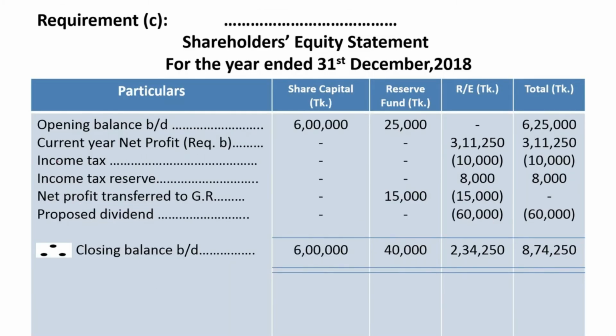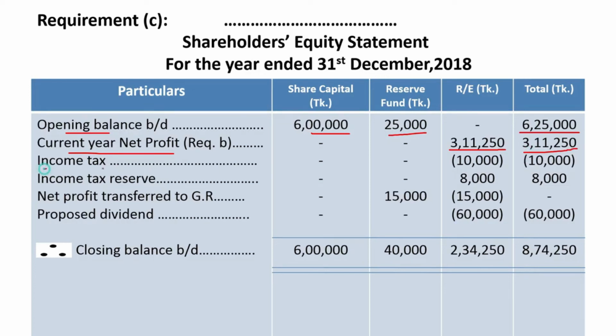Now requirement C, that is shareholders equity statement. My dear students, we know that shareholders equity statement will be started with opening balance of here share capital 6 lakh taka, reserve fund 25,000 taka, retained earnings 0 taka. So total 6 lakh 25,000 taka. Add current year net profit from requirement B will be shown at first retained earnings column 3,11,250 taka, and it also be shown in total amount column 3,11,250 taka. Okay, dear students.